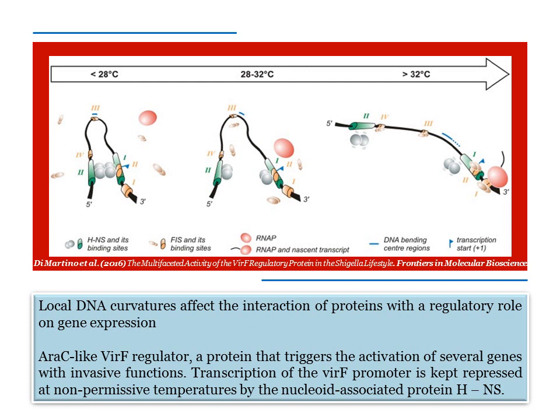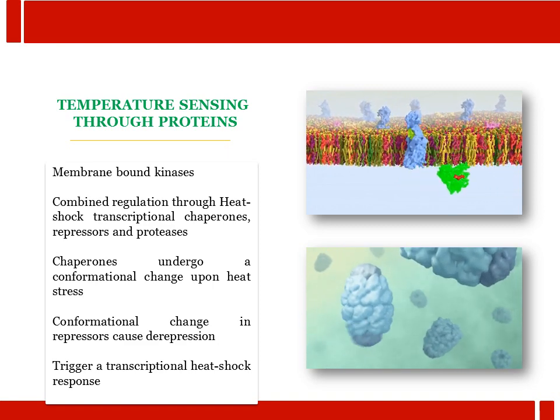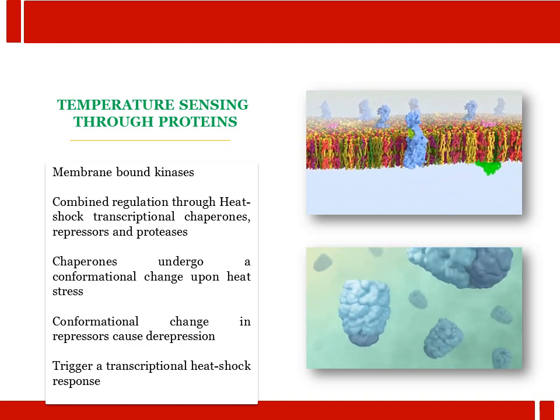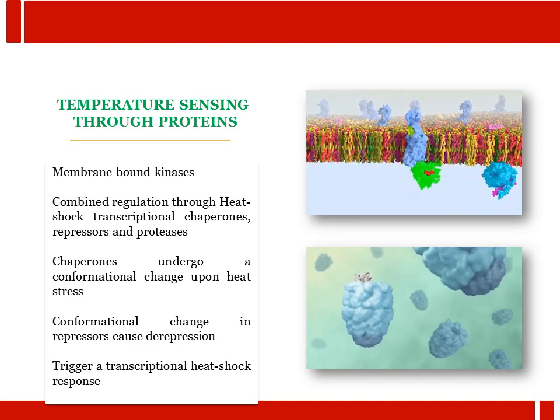So here we see a de-repression occurring in response to rise in temperature because of opening up of the DNA loop. In this way the DNAs can act as direct sensors of change in temperature. Besides DNA and RNA, proteins play a very major role acting as sensors. So there are different classes of proteins that can act as sensors.